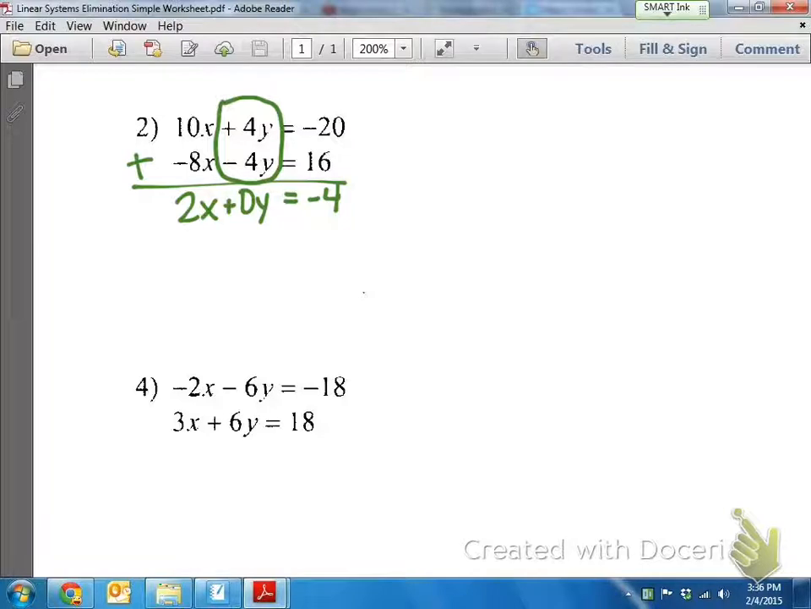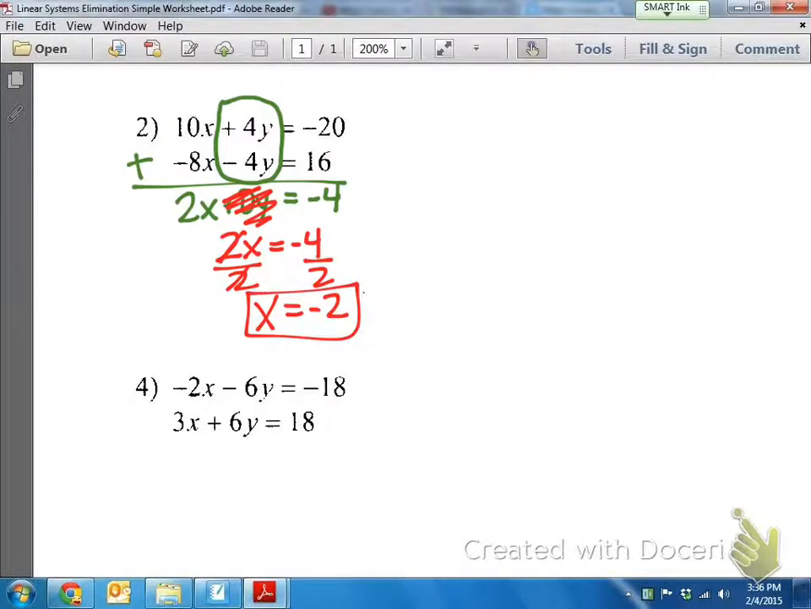So the whole purpose of elimination, or why we're doing it this way, is that we need to eliminate one of my variables, and look at y. 0 times anything equals 0, so I can eliminate y from the equation. And now all I have left is 2x equals negative 4. Then how do I solve for x? Divide by 2. And x equals negative 2.